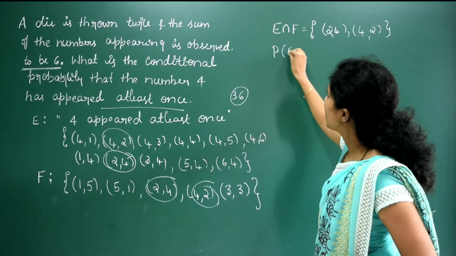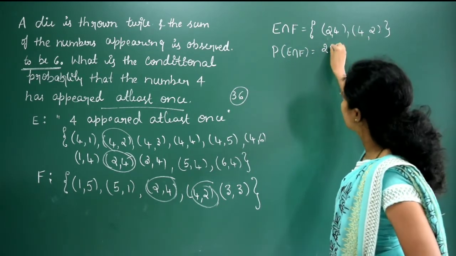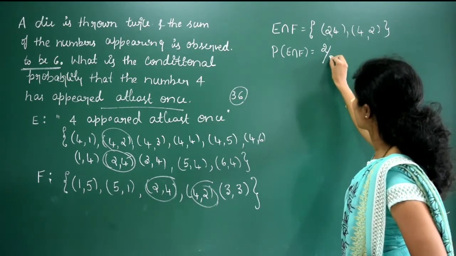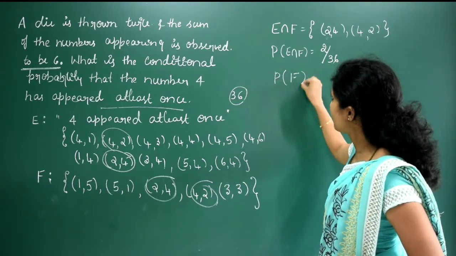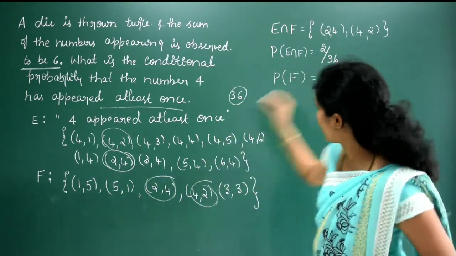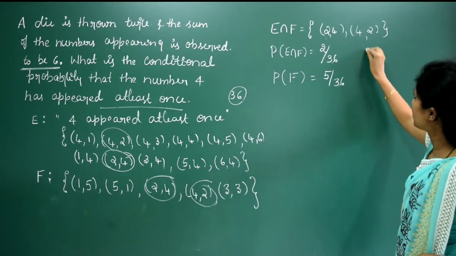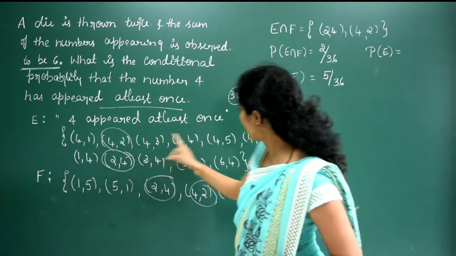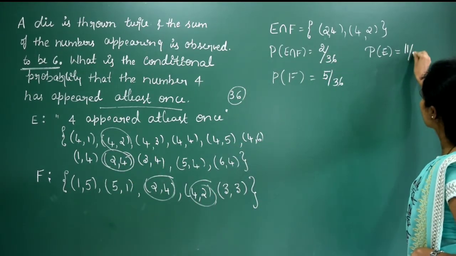Now probability of E intersection F. Number of elements is 2, divided by the total number of elements in the sample space, which is 36. Now next, probability of F we need, right? How many elements are there? 1, 2, 3, 4, 5. So this will be 5 divided by 36. What is the probability of E? Actually it is not necessary, but better you write. Probability of E will be 3, 4, 5, 6, 11, right? 11 are there. So this is equal to 11 by 36.